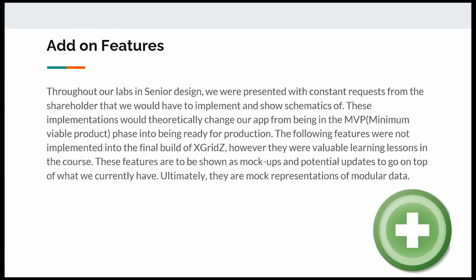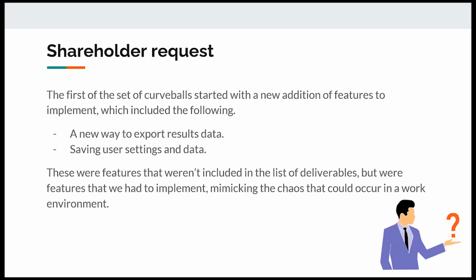And then, like our previous team that presented, Professor Chaya in our senior design course gave us a bunch of add-on features to throw in, but they weren't meant to go on top of our MVP, which I just showcased. It was meant more so for us to make mock-ups with potential updates to go on top of what we currently have. So jumping into the first request from the shareholder, we needed to add a new way to export results data. Currently, the system would just show you your results screen at the end. He wanted us to make another method of exporting that data, maybe through email or a PDF.